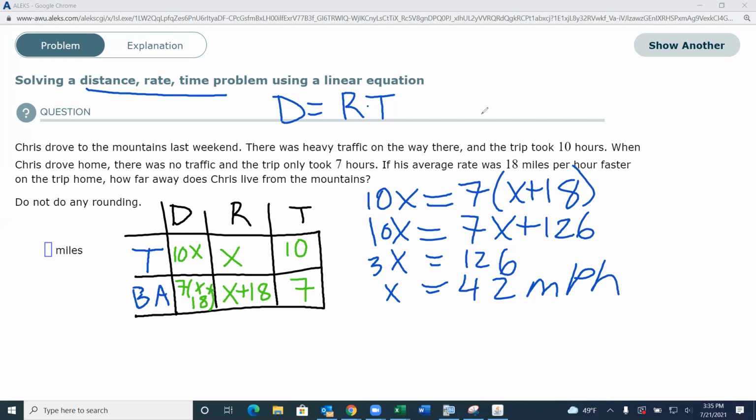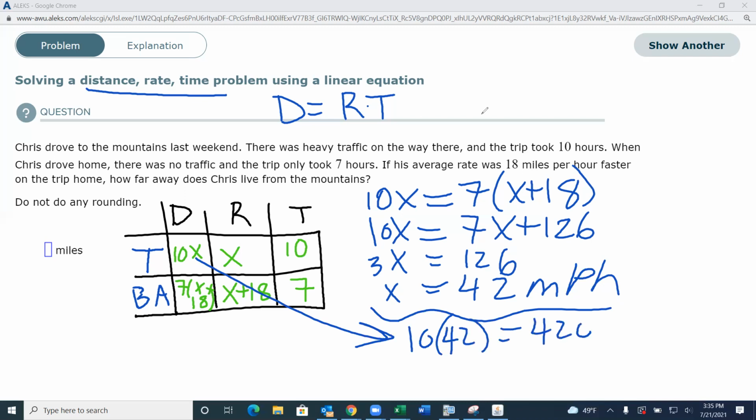Okay, well, then what's his distance? Well, you can plug it in there or you can plug it in there. Plug it in for x. Either way, I'll do the first one. 10 times x, which happens to be 42, is 420 miles. Now that makes more sense because remember, it took him 10 hours to get there and 7 to get back.